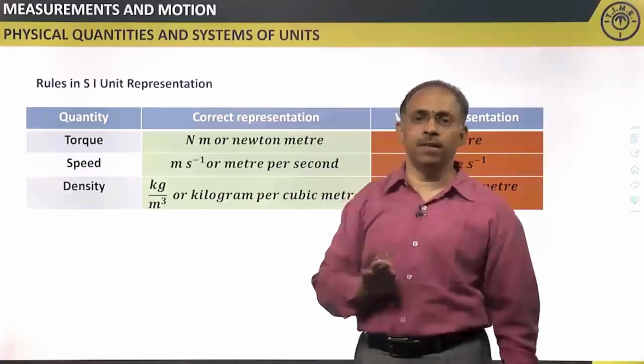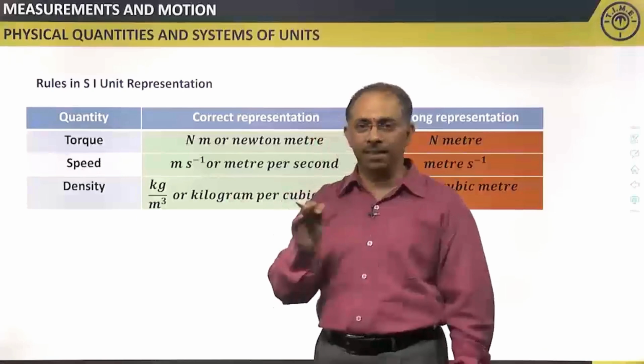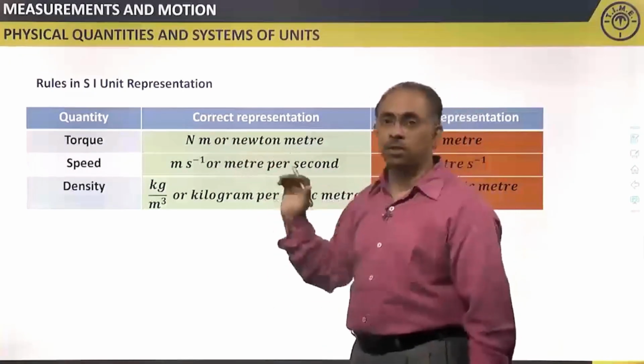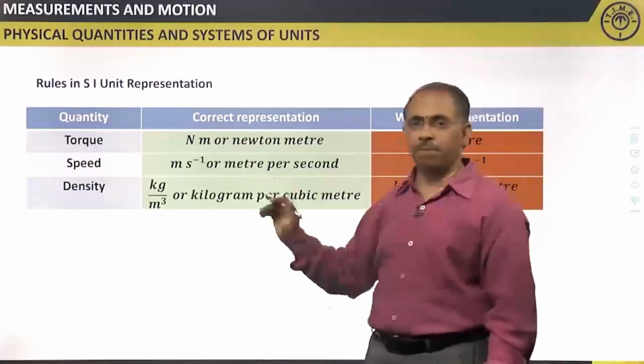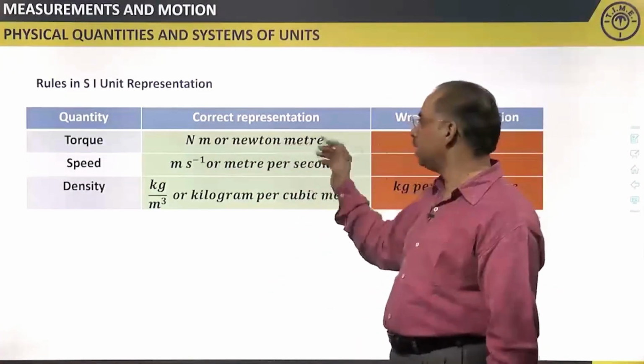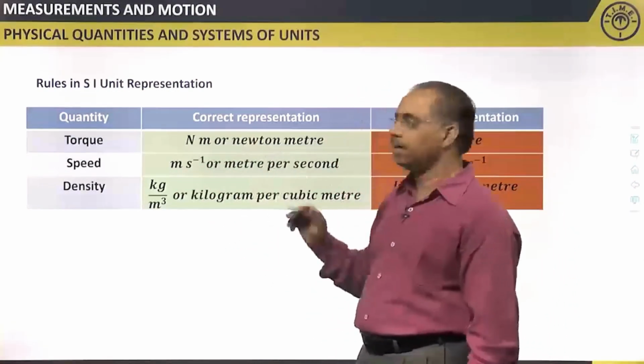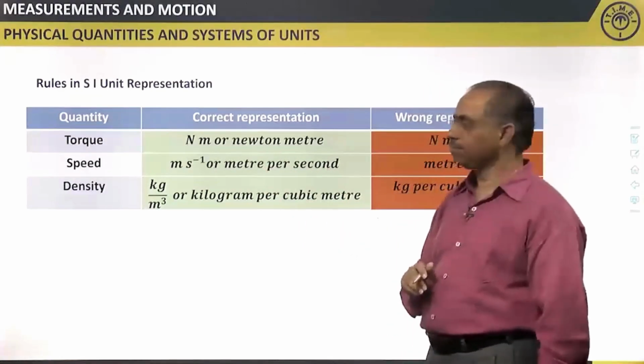Don't worry right now about what torque is. But it is a product of force and displacement, or force and length basically. Force is measured in Newton, length is measured in meter. So I will write Newton meter like this, or I will write Newton meter. For speed, I am writing meters per second or meter per second.